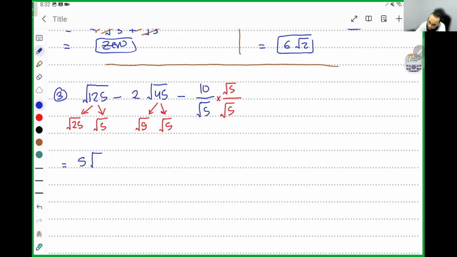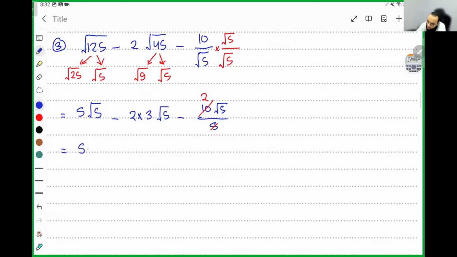Root 5. There is a 2 times root 9, 3 times root 5 minus 10 root 5 over root 5 times root 5, 5. 10 divided by 5, 2. Then it's 5 root 5 minus 6 root 5 minus 2 root 5. 5 minus 6, negative 1. Negative 1, negative 2, it's negative 3 root 5.